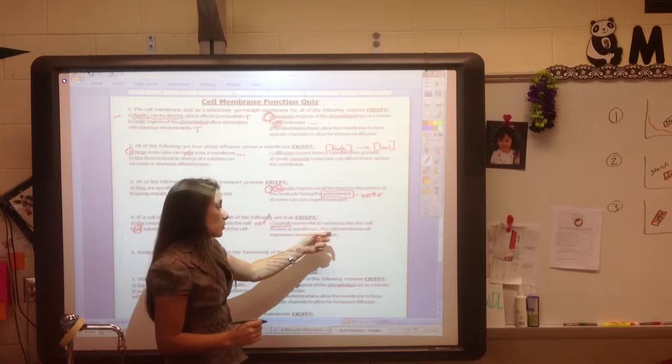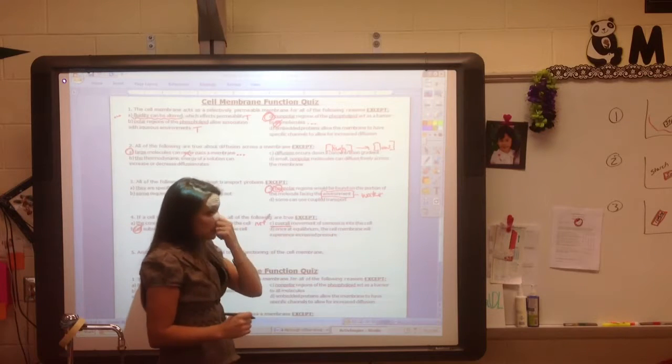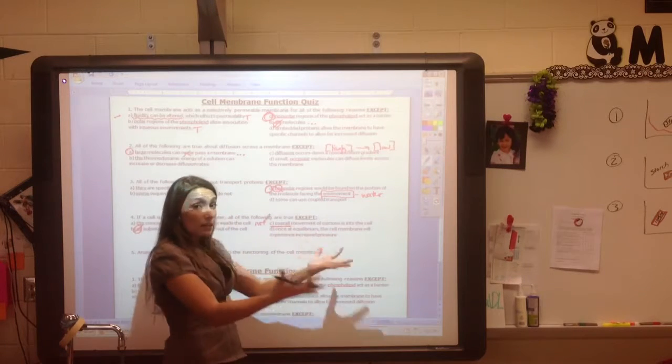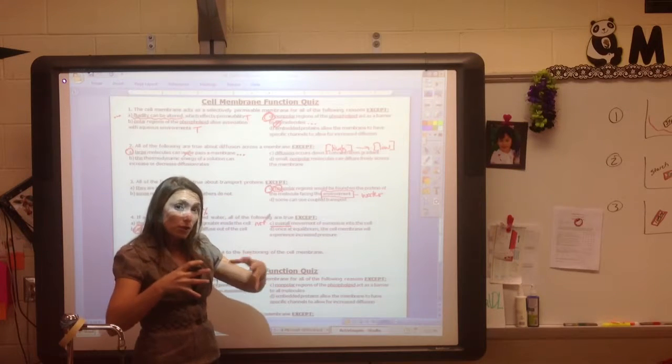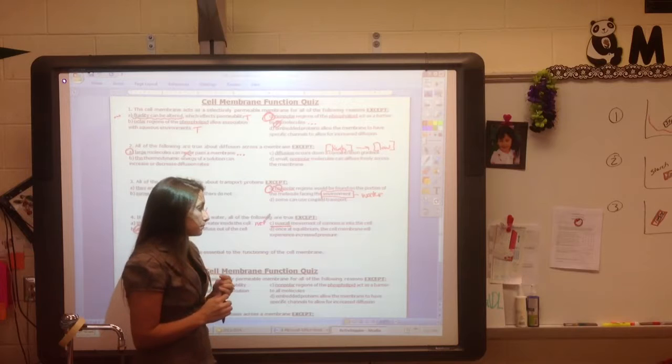D, once at equilibrium, the cell membrane will experience increased pressure. That is true. If the cell is absorbing lots of water, that cell will swell, and there's a lot more water pushing against that membrane.